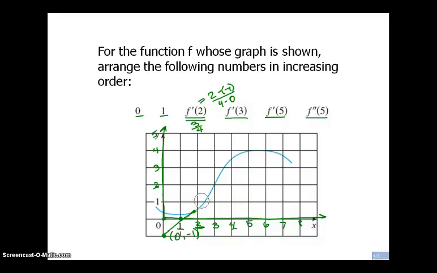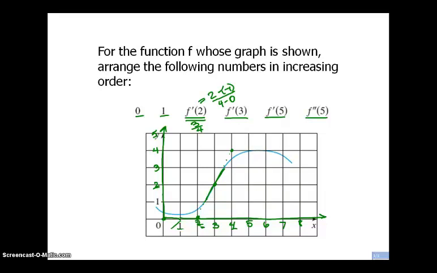Let me get rid of some of this work so we can go on and do the next one. We're looking now for the slope at 3. There it is. We'll draw a little piece of the tangent line. We'll go up till we get a well-defined point. We'll go down till we get a well-defined point.